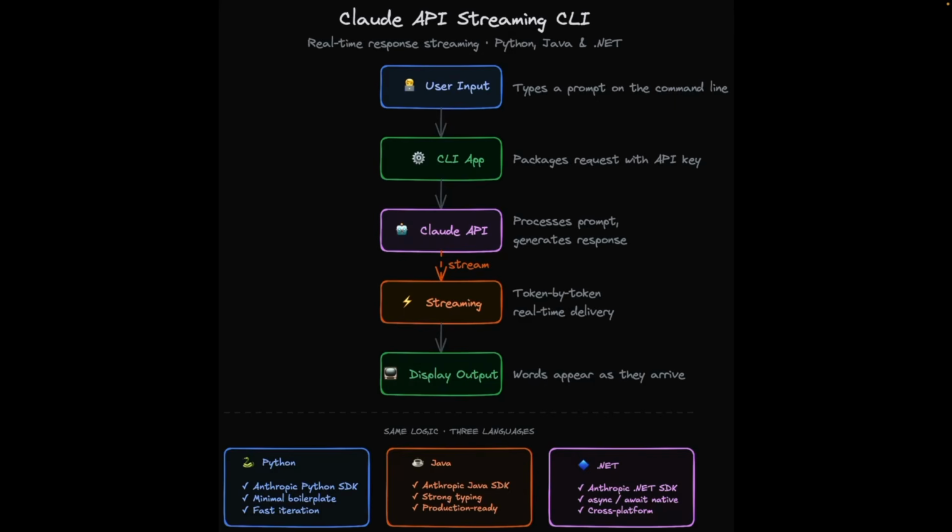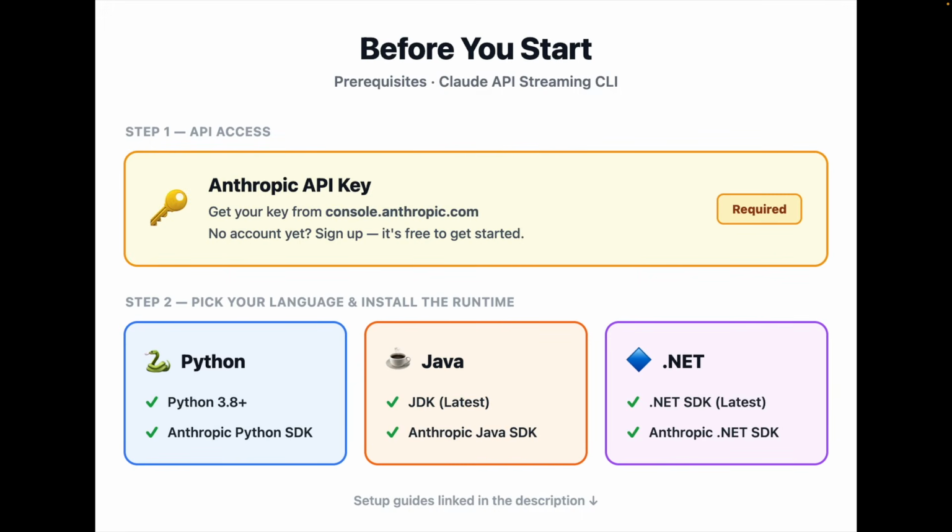We are building this in .NET, Java, and Python. Same logic, 3 different languages. This is perfect if you are evaluating which language to use, migrating between platforms, or just curious how different ecosystems handle API integration. Before we dive in, you will need a few things.